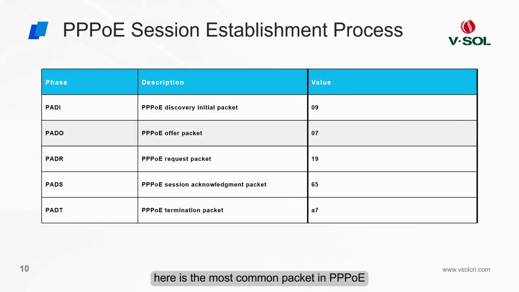Here are the most common packets in PPPoE. PADI, PPPoE Discovery Initial packet. PADO, PPPoE Offer packet. PADR, PPPoE Request packet. PADS, PPPoE Session Confirmation packet. And PADT, PPPoE Termination packet.